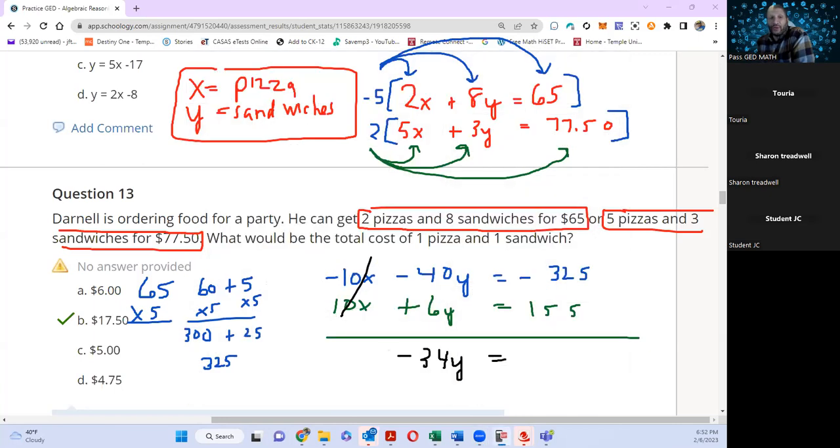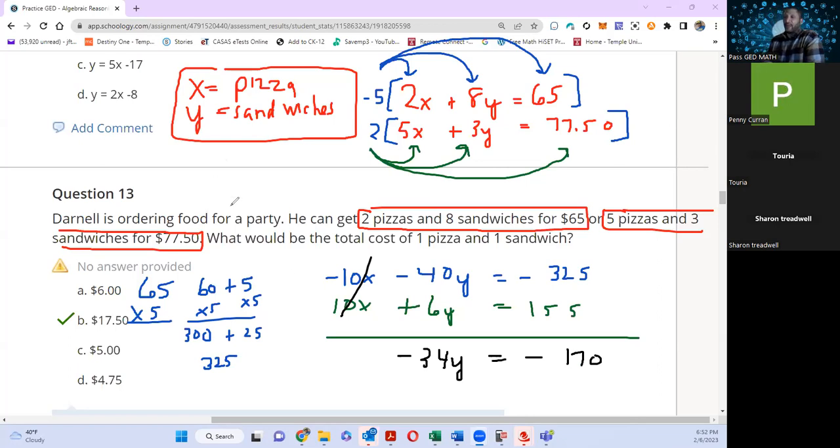If you have a negative number and a positive number, what do you do to the two numbers? Subtract. Very important for you to understand. If you have two different signs, you subtract the two numbers and keep the sign of the largest number. So minus 170. Now to get y by itself, what do we need to do?